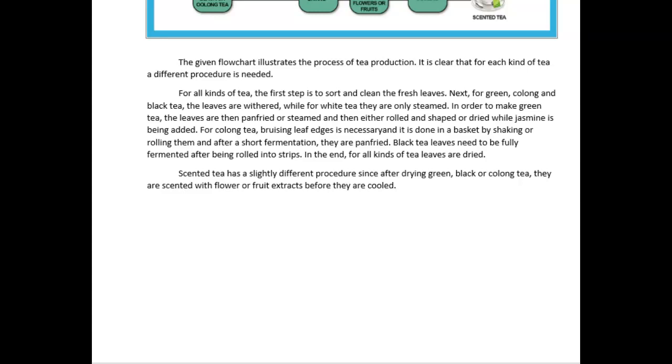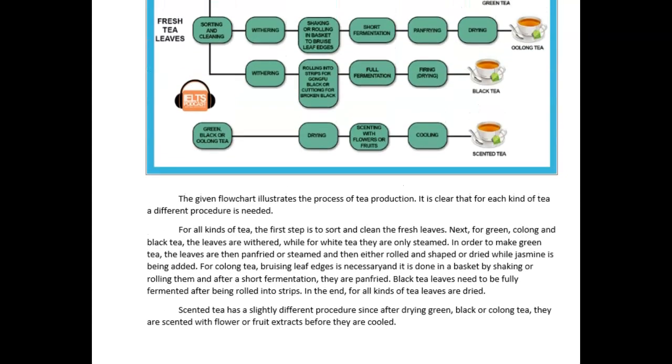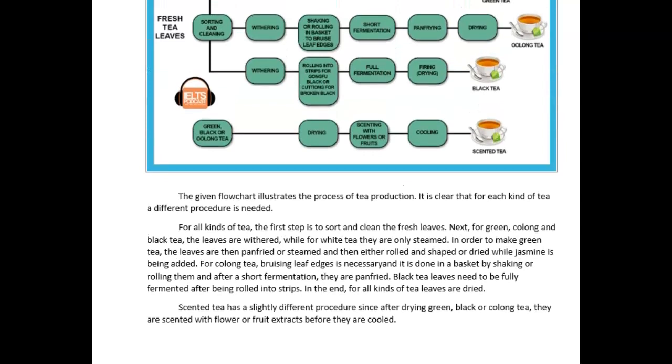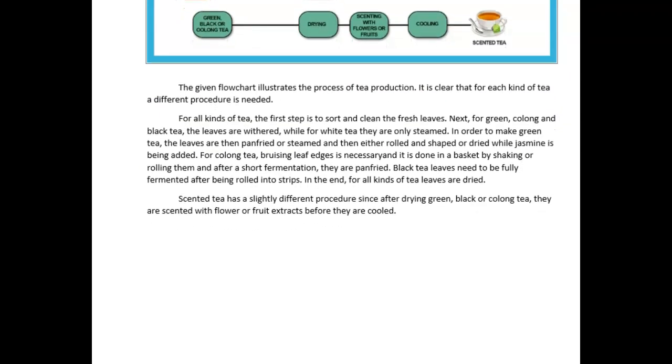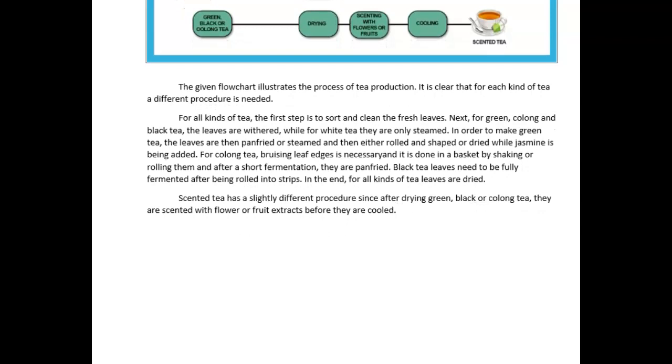Black tea leaves need to be fully fermented after being rolled into strips. Wait, there's something about being cut, isn't there? Rolled into strips. Yeah, cut. You didn't say that. It's not a huge deal. In the end, all kinds of tea leaves are dried. Or you could have said all 4 kinds of tea leaves are dried.